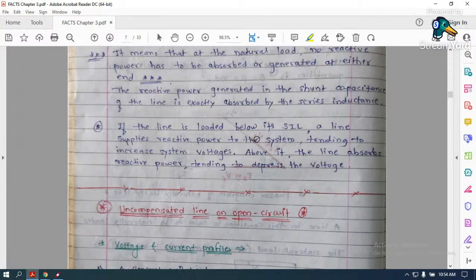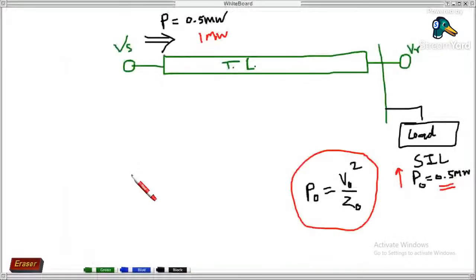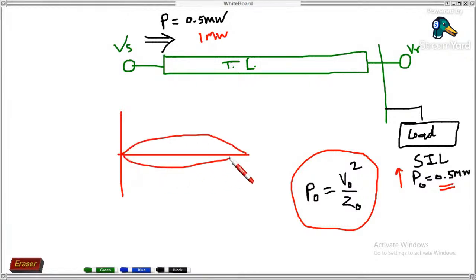If the line is loaded below its SIL, below P is less than P0, a line supplies reactive power to the system, tending to increase the system voltage. मगाशी जे ड्रॉ केलं तर मी फ्लॅट voltage. This is for P lesser than P0. This is for P greater than P0. This is for P equal to P0.